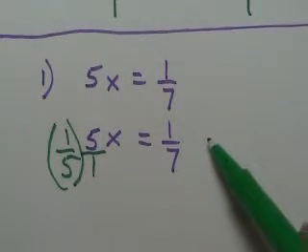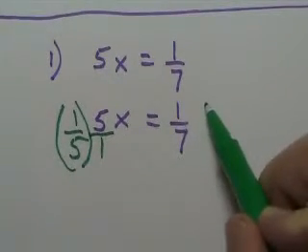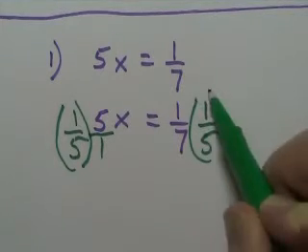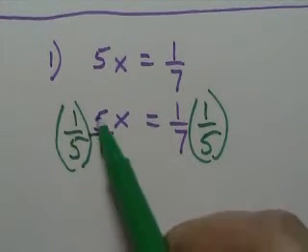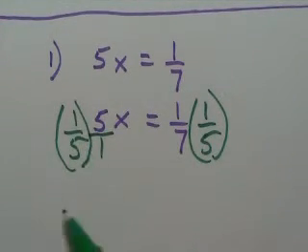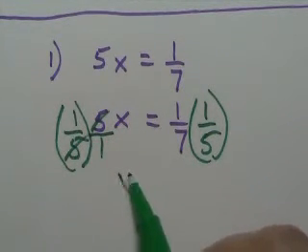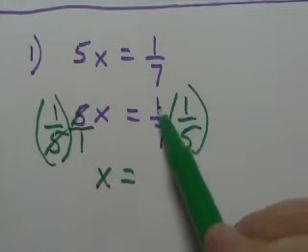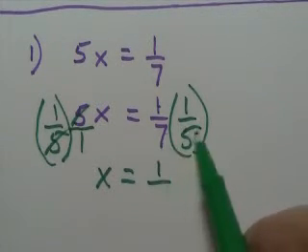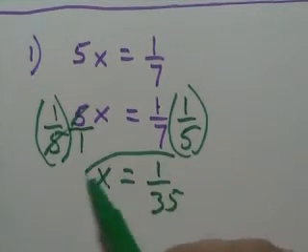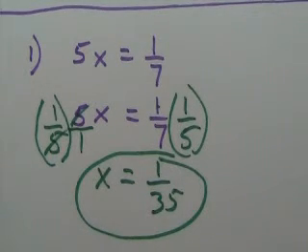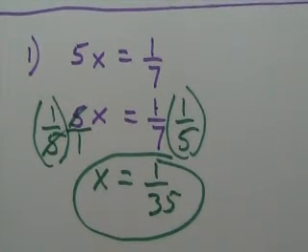I have to do the same thing to the other side. I'll multiply by 1 over 5. Whatever this is, I'm going to multiply by the reciprocal. This all reduces or cancels out to 1, and you're left with x. And on this side, 1 times 1 is 1, 7 times 5 is 35. And there's our answer. So this is a little quicker.